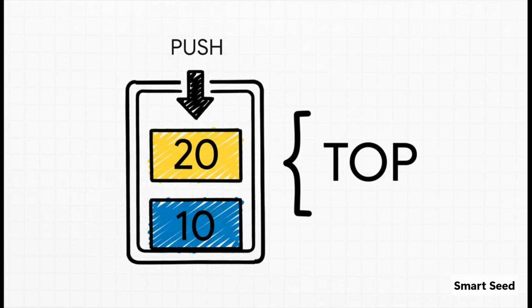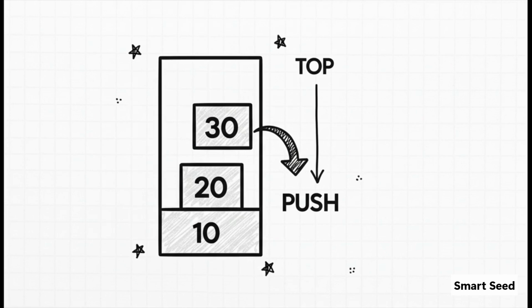Now, let's push the number 20. And see how it doesn't go next to the 10? No, it goes directly on top. So the top of the stack is now 20. And let's do it one more time. We push 30. Again, right on top. Our stack now has 3 elements, and 30 is the most recent one, sitting right at the top.